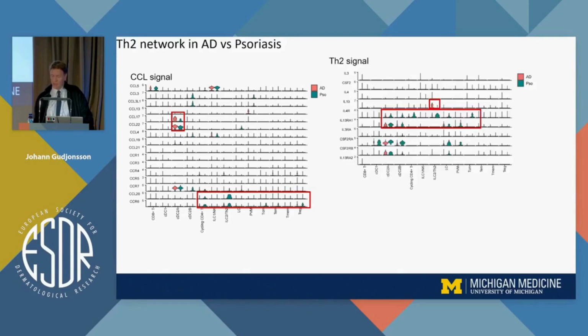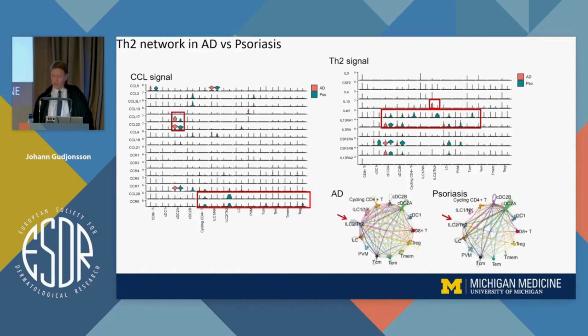You can also do the same thing for the Th2 signal. You can look at IL-13, very strong in atopic dermatitis, barely detectable in psoriasis. But interestingly, the receptors for IL-13 and IL-4 are much more highly expressed in psoriasis skin. And what does that mean? We just don't know. And then also, if you look at the cell-cell interactions, this is just limiting it to the dendritic cell T-cell interactions. You can see the Th2 signal or ILC2 signal here is much stronger in atopic dermatitis and barely active in psoriasis, where the shift actually is towards other immune cell subsets.